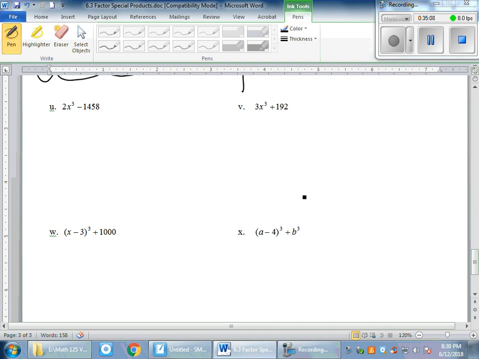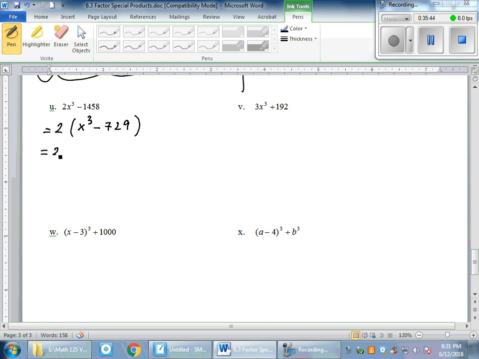So looking at this, 2 is not a perfect cube number, so what we have to do is consider the greatest common factor. And we know that 1458 is divisible by 2, so 2 is the greatest common factor, and we get x to the third minus 729. Now the question is, is 729 a perfect cube number or not? 9 to the third power is 729, which is a perfect cube number.